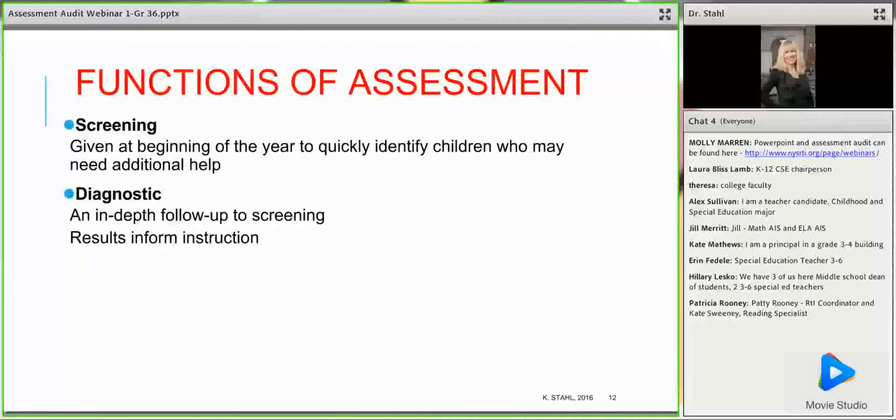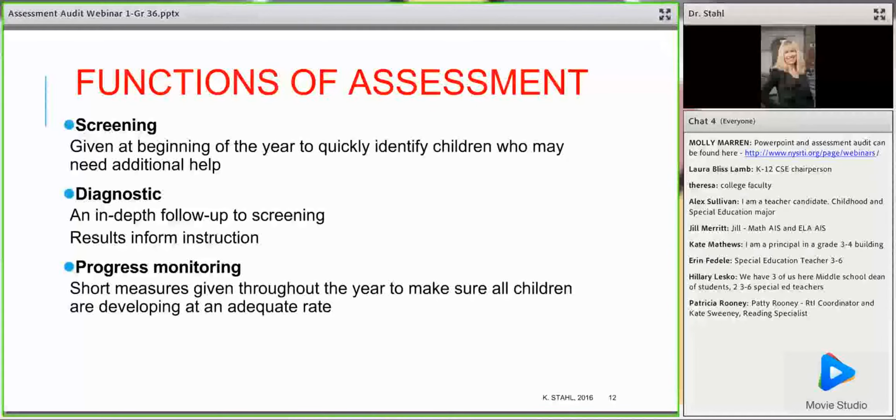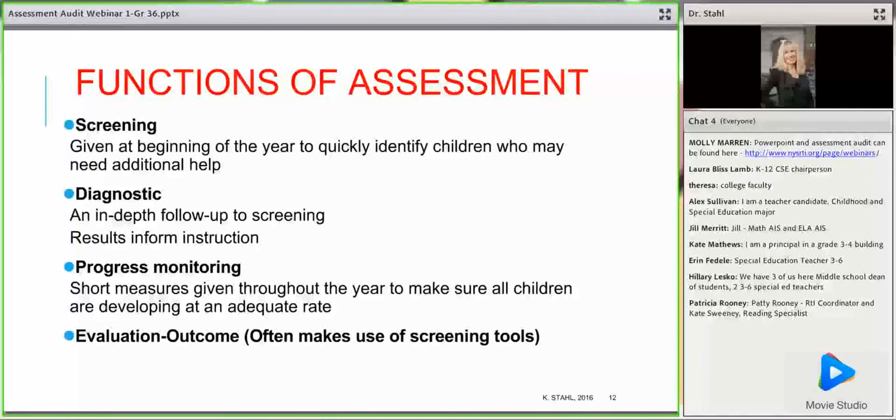And these results always do inform instruction. We also want to know about our progress. We want to have instruments and look at progress monitoring, which are short measures given throughout the year to make sure that all children are developing at an adequate rate.